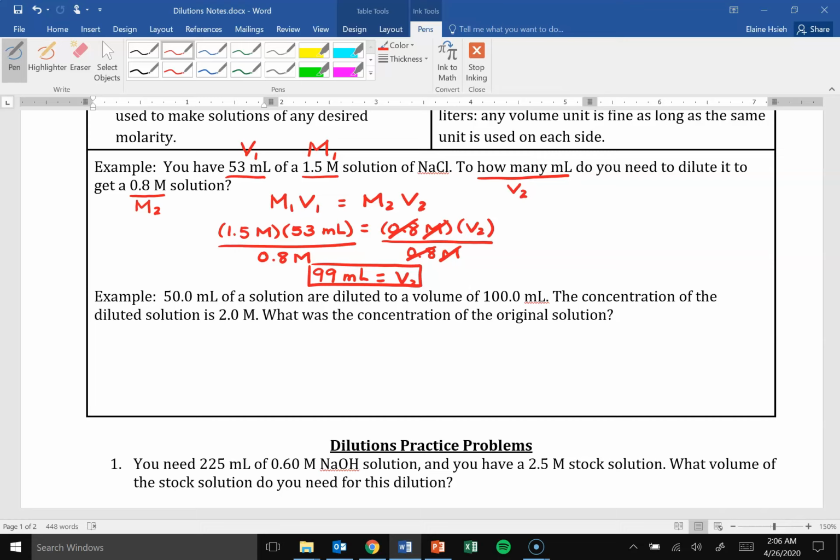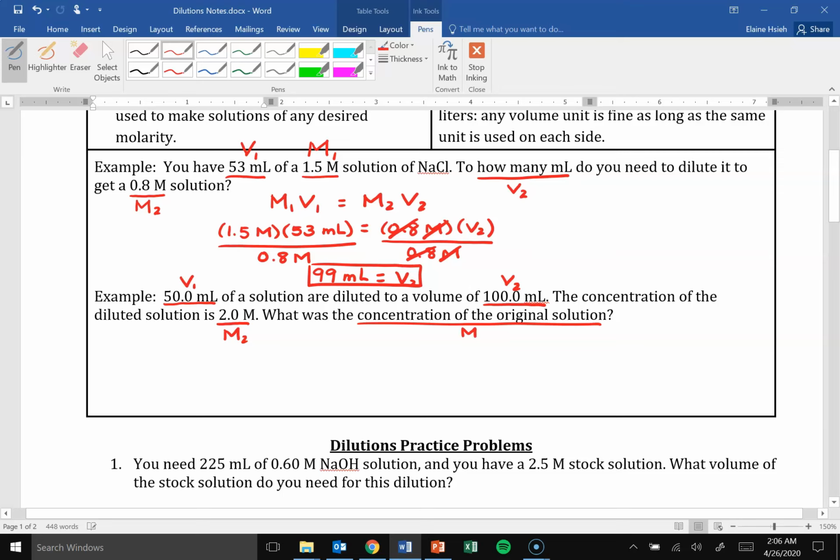Again, let's look at what we are given. We know that the original solution had a volume of 50.0 milliliters, and we diluted it to 100.0 milliliters. There's V1 and V2. We also know that the concentration of the diluted solution is 2.0 molar. That's M2. We are looking for the concentration of the original solution, so we are looking for M1.